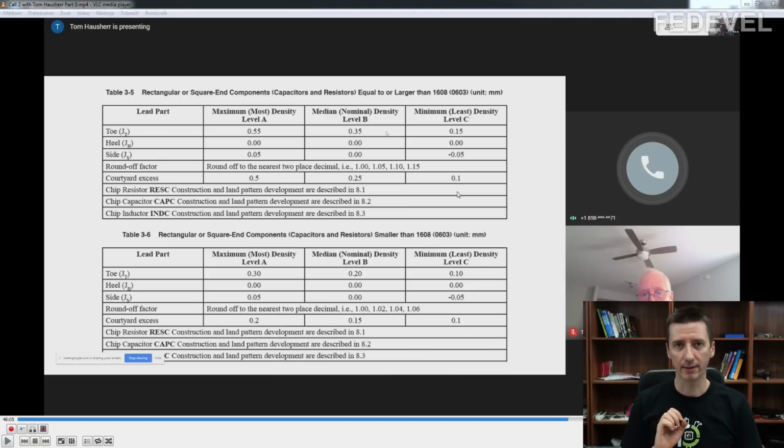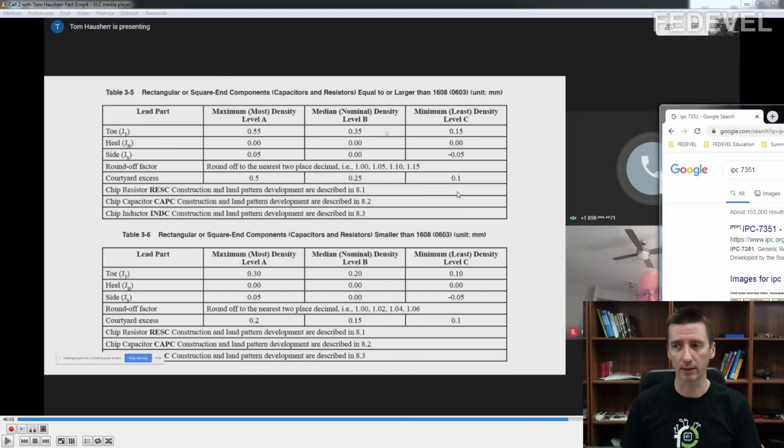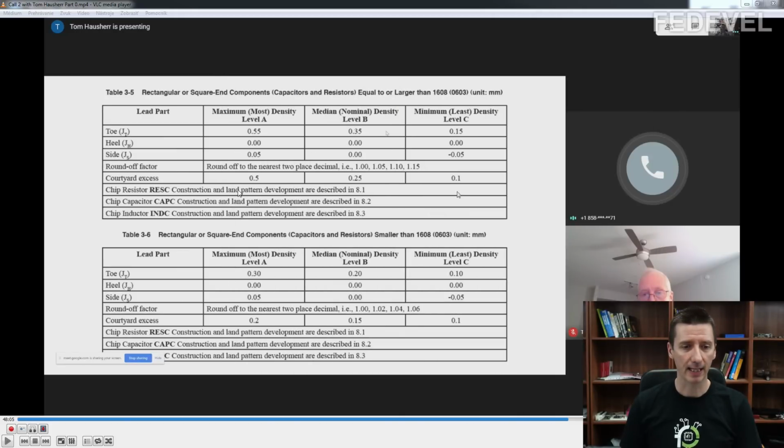Let's stop for a moment, and we are going to have a closer look at these two tables. These tables are from the IPC 7351 standard, which is recommending the land pattern or footprint. And these tables are telling us the recommended values for the toe. Now we know what it means. Toe is the distance between the end of the pad and the end of the component leg. So these tables are speaking about the recommended toe size for the chip components.